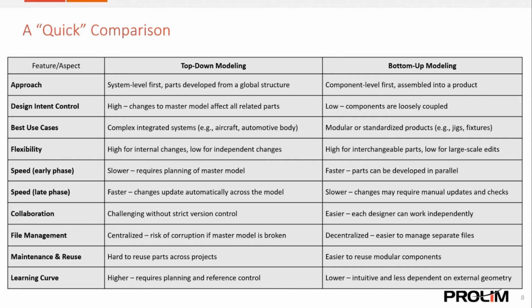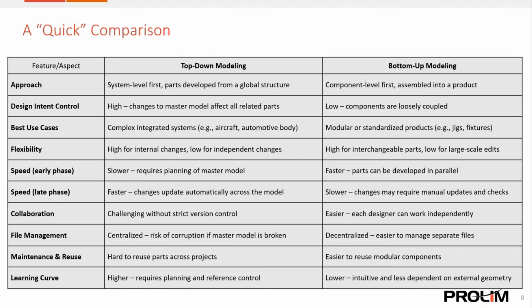Now, I don't necessarily like mentioning this, but there is a learning curve, as some people would say, to top-down modeling. They would say it's higher than bottom-up, right? Because it requires that planning and reference control. You can really make your assembly very messy if you start referencing things that really shouldn't be referenced together. You can also end up with something called a circular dependency, kind of like a snake trying to eat its own tail. You create an issue there, and that may cause your assembly structure to crash. With bottom-up modeling, it's lower because it's more intuitive.